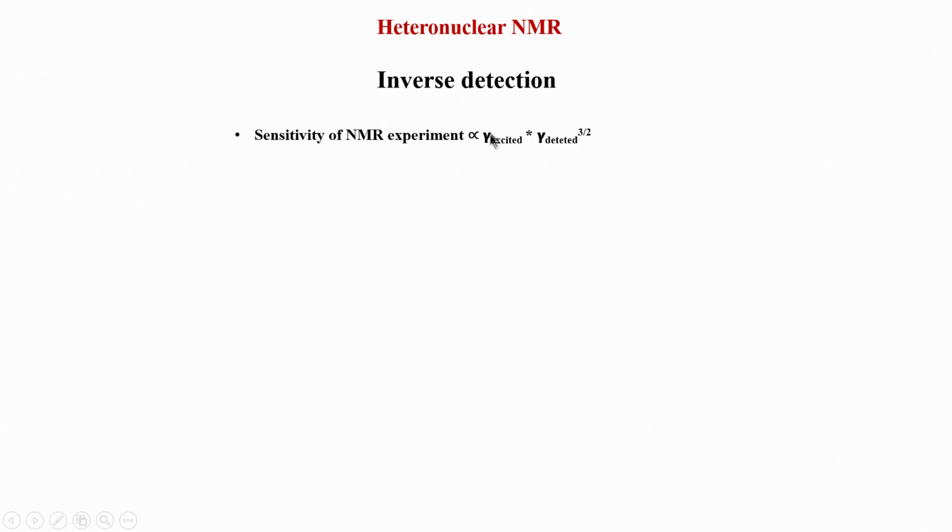Now if you refer to the previous lecture, the gamma of the excited nucleus was proton, because we started by exciting the proton first, if you recall the experiment we looked at. So this part was taken care of by using the proton. But what happened was we detected carbon, and because of that we ended up with 4 times less sensitivity, the reason being that carbon is detected. Not only that, it scales by the power 3 by 2, so that creates even further sensitivity loss.